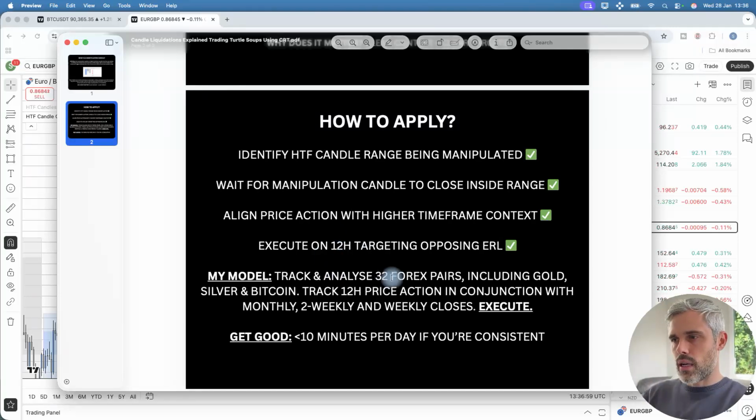My model is that I track and analyze 32 forex pairs, including gold, silver, and Bitcoin. I just wait for price action to align with monthly, 2-weekly, or weekly candles, and I execute. Once you get good at this, you can do it in 10 to 15 minutes a day.